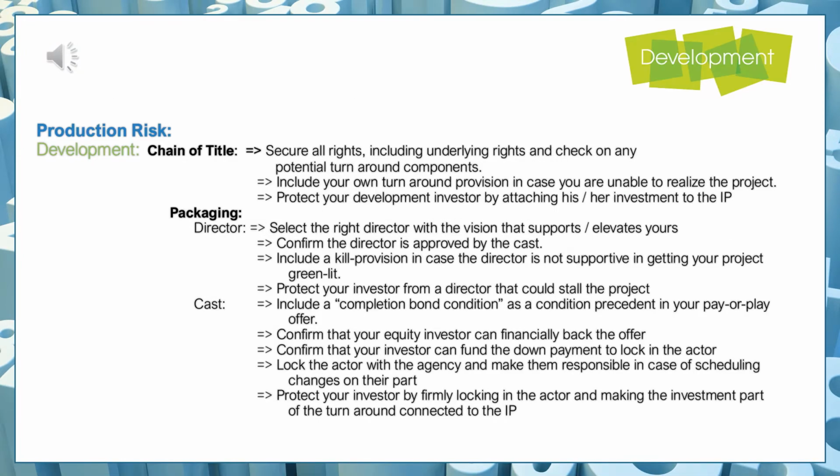Let's start by looking at the production risk, and here we will start with the development phase. So first we're looking at the chain of title, which has to do with the securing of all rights, including the underlying rights.